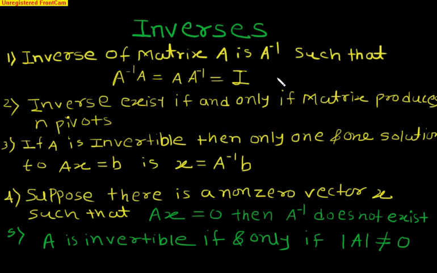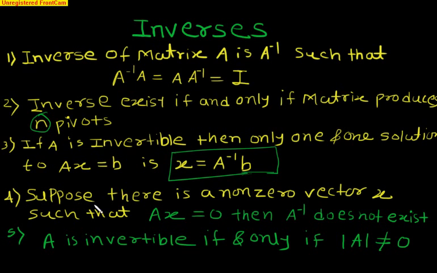Now note down point 2. Inverse exists if and only if the matrix produces n pivots, where n is our number of rows. If the matrix has n pivots, then only is the inverse possible. Third point: if A is invertible, then only one solution to Ax equal to B is present, like we have seen. This is possible only if we have only one inverse.